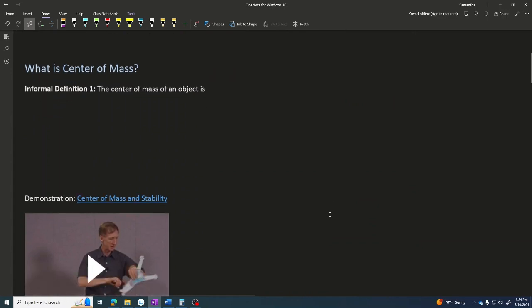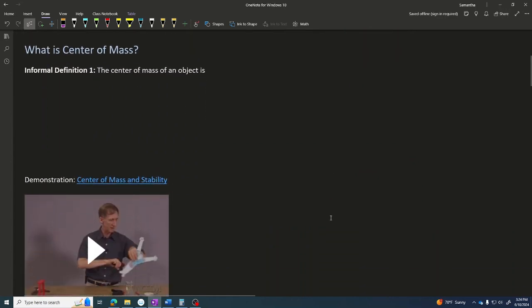So first of all, when someone says center of mass, what are they talking about? There are two different ways to understand the center of mass, and the first way to understand it, and my favorite way to understand it, is as a place where the object balances.